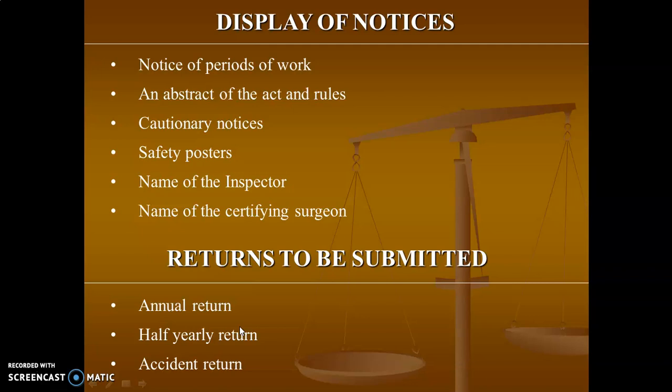These names have to be displayed within the premises, so that outsiders know who all are under the control of that particular factory, such as the inspector and the surgeon. Another important thing to be maintained by the occupier or the manager is that they have to submit their annual returns, half-yearly returns, and accident reports properly, every year or half-yearly, by these two people.